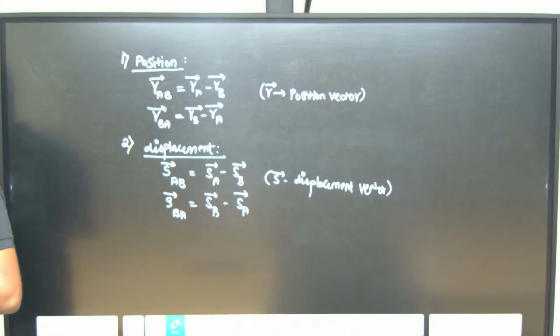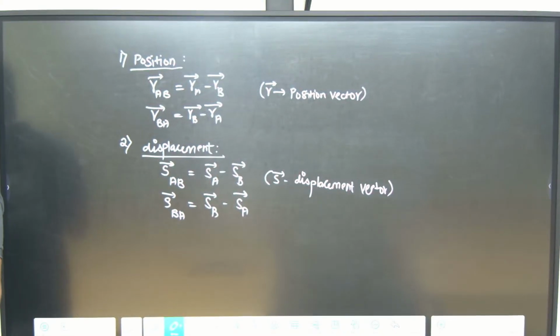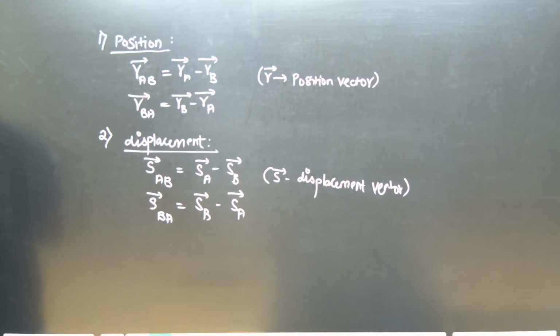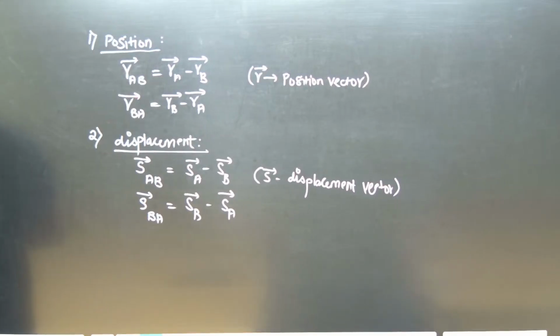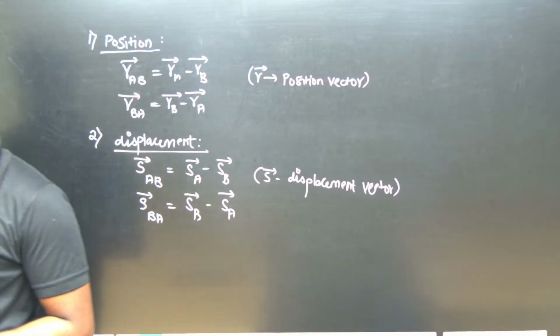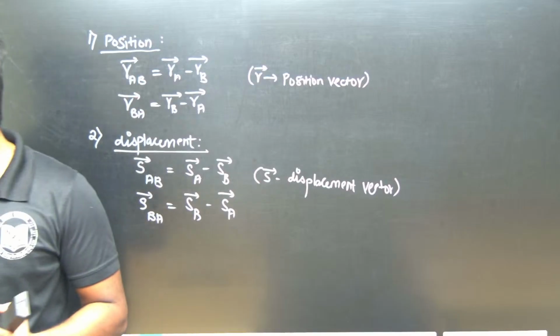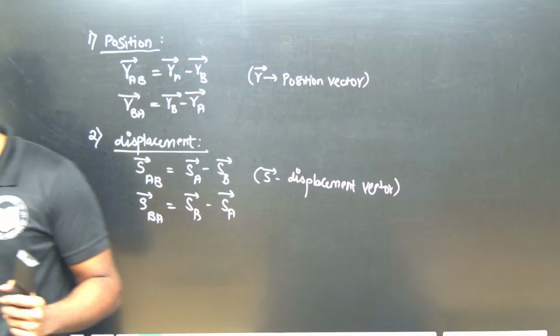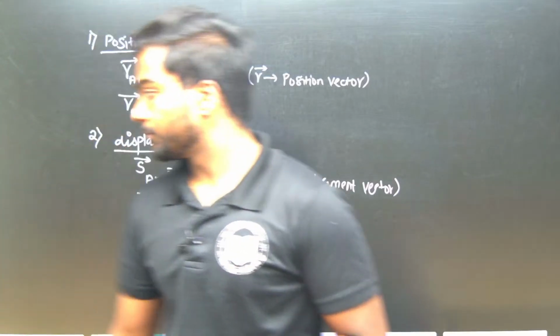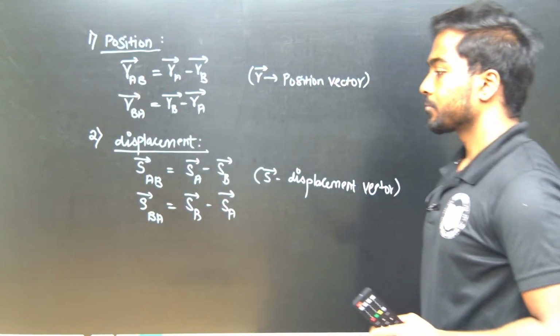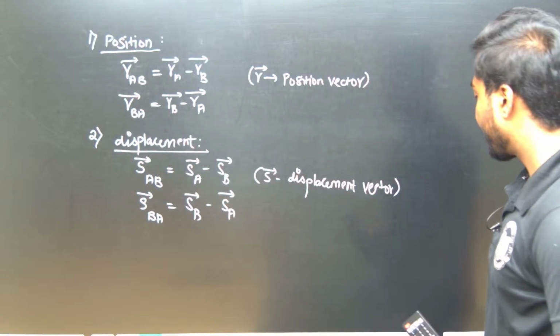Displacement vector. Wait a minute, I will arrange the camera. Sorry for the disturbance. I hope the clarity is clear now. Right now, the clarity is clear. Okay, yeah, you have taken it down.